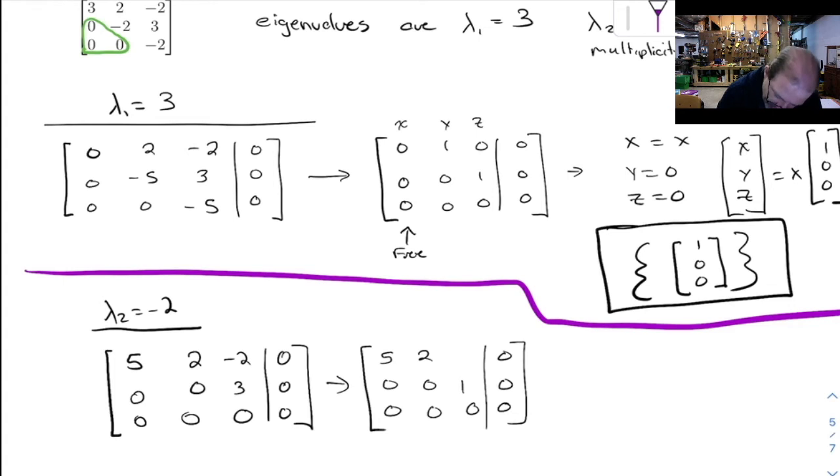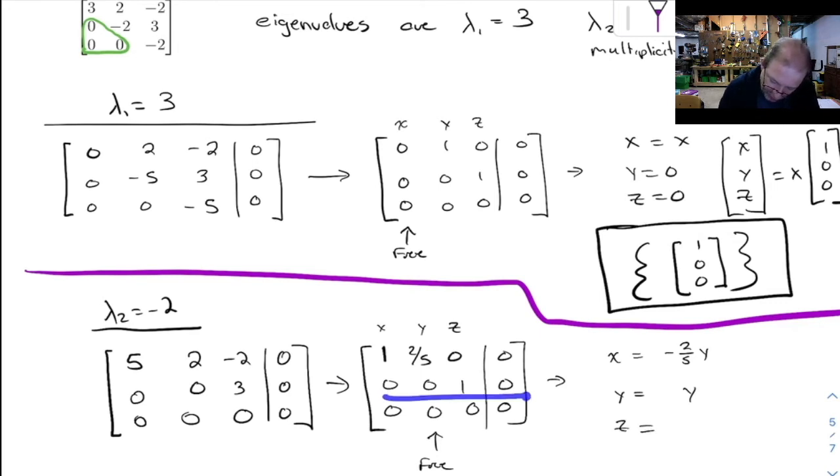So that -2 I copied would get zeroed out. And then that top row we could divide by 5. So the first one will be 1, and then 2 divided by 5 is 2/5. And so my solution is going to be, let's see, it looks like y is free. So that top row gives me x is equal to negative 2/5 y. y is equal to y. And what about z? Well, that second row here tells me z equals 0.